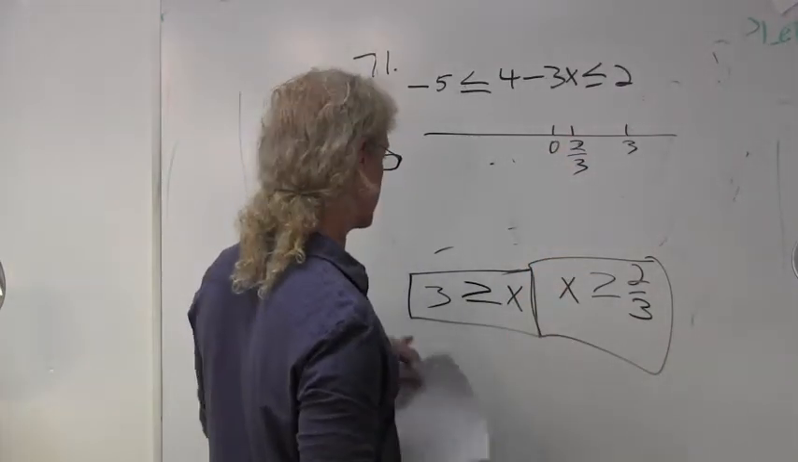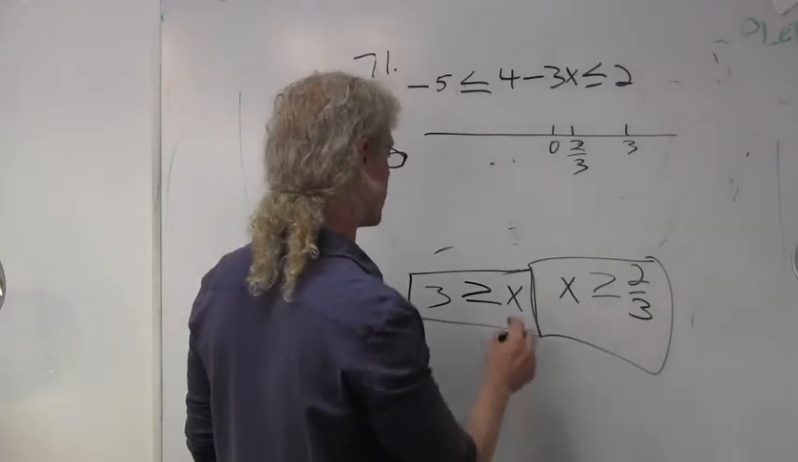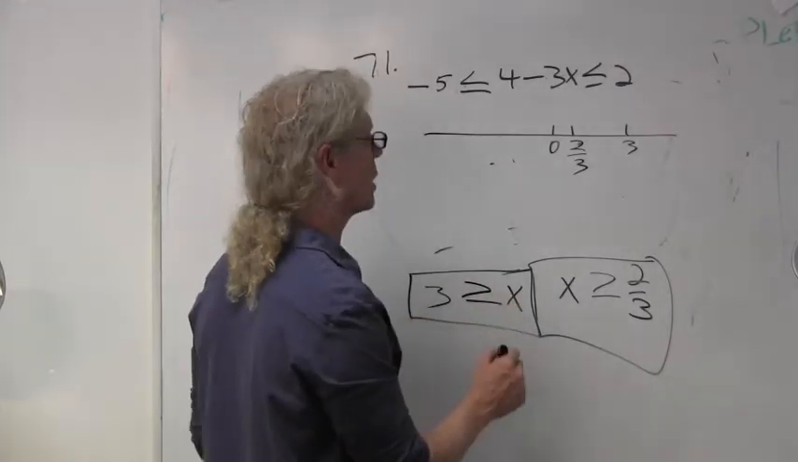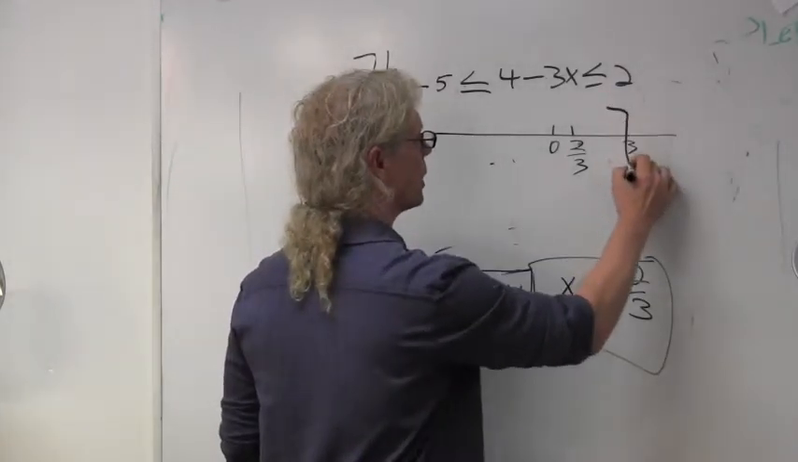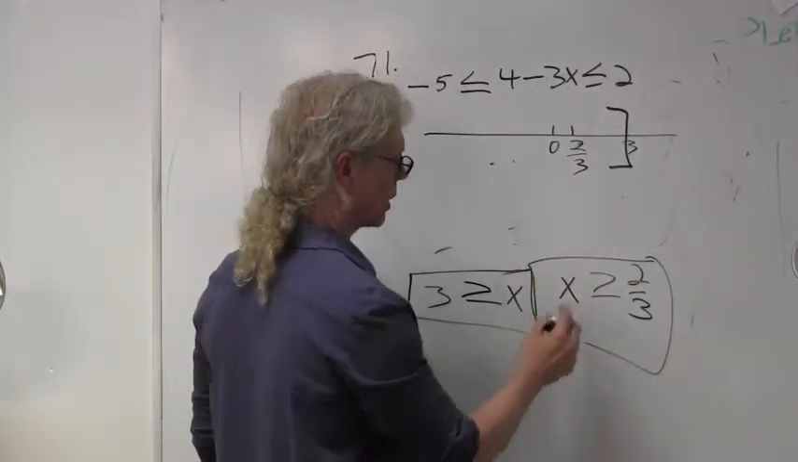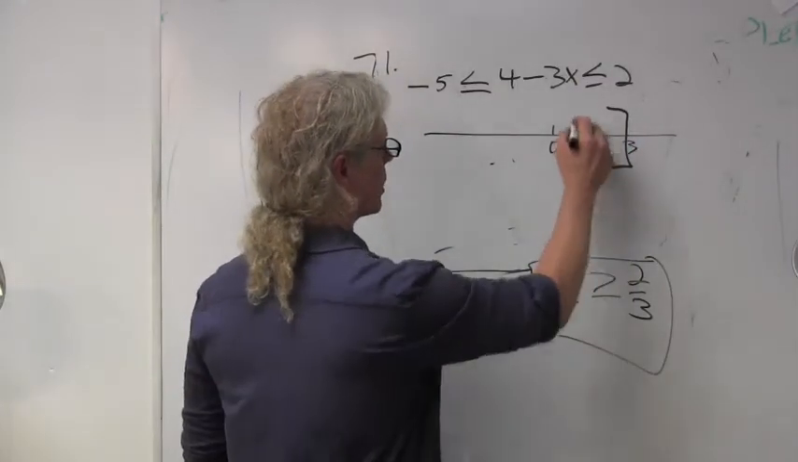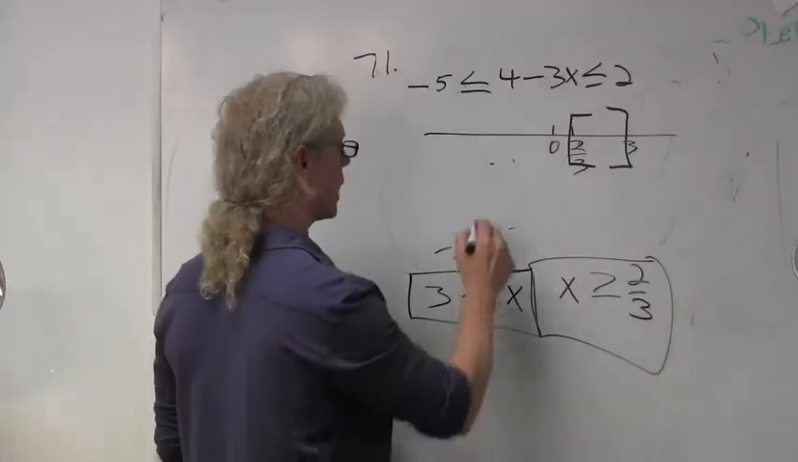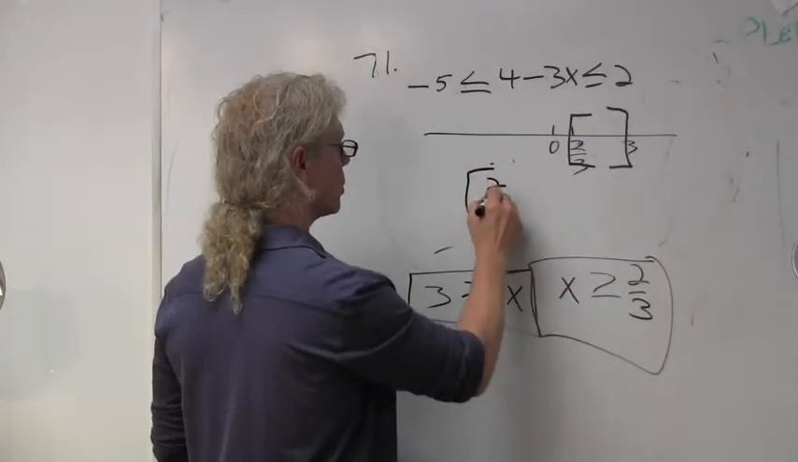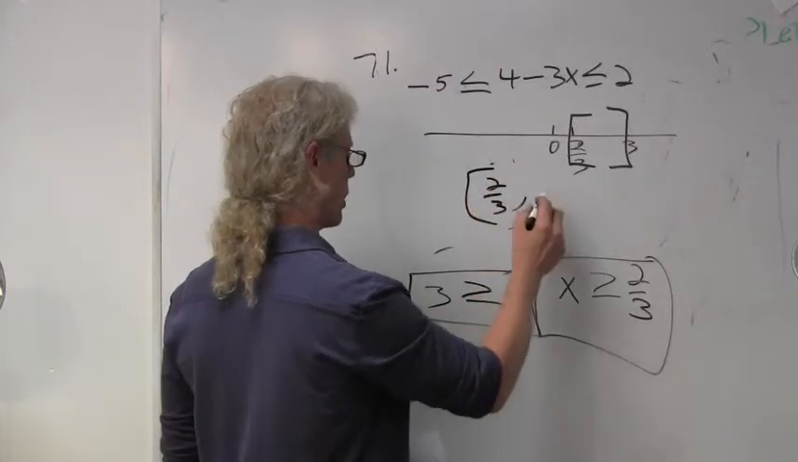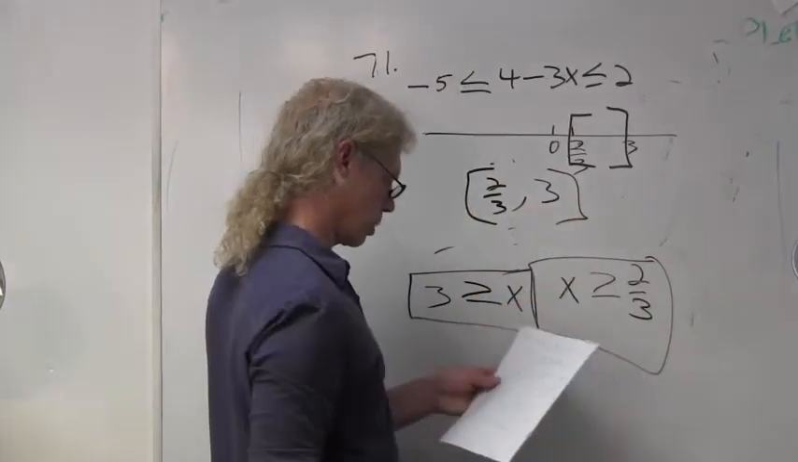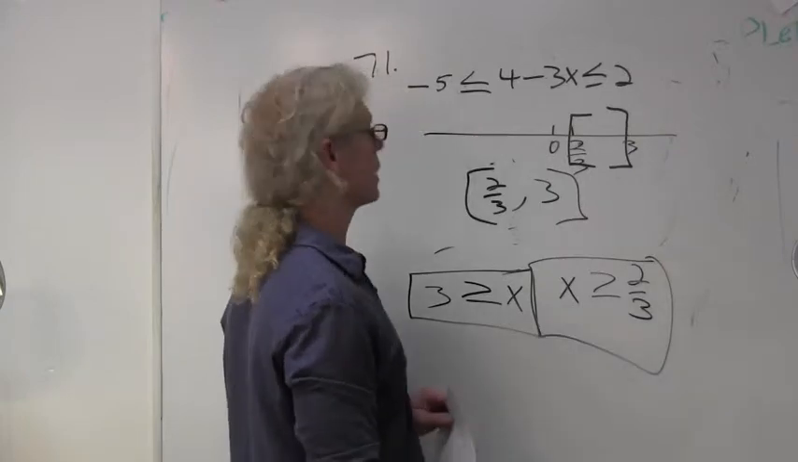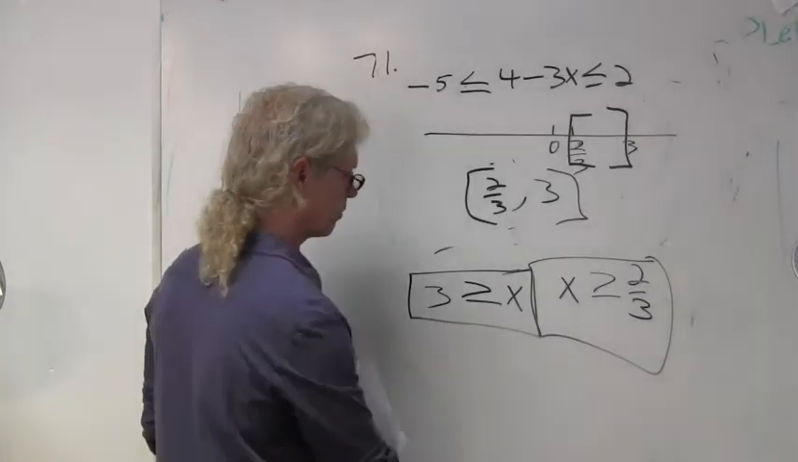So, 3 is greater than or equal to x, which is the same as saying x is less than or equal to 3. That'll be heading in that direction. X is greater than or equal to 2/3. Then we have the double brackets again. We will write that as bracket 2/3, comma, 3, close bracket. That is number 71.